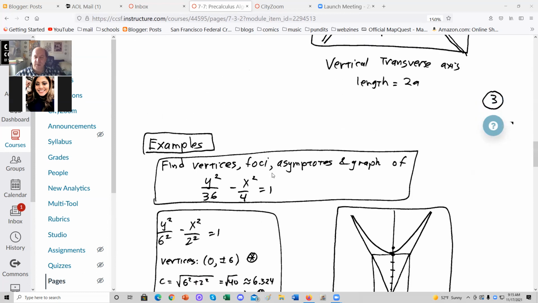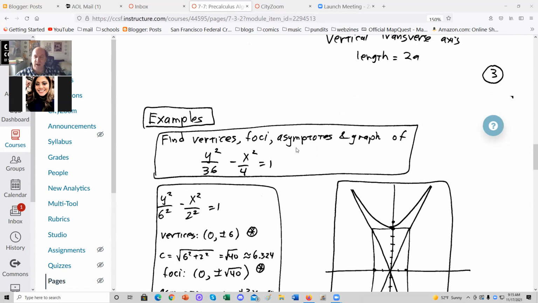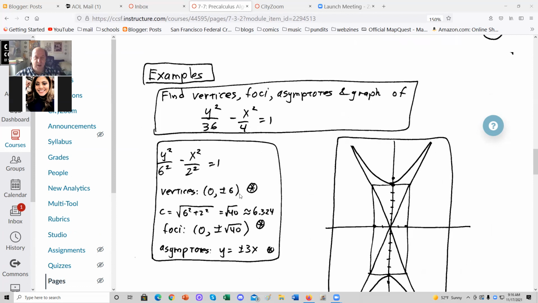So, for example, find vertices, foci, asymptotes, and graph of y squared over 36 minus x squared over 4 equals 1. Well, first we write the 36 and the 4 as respectively 6 squared and 2 squared. The y is in front, so the vertices are on the y-axis. They're at 0 and plus or minus 6. We go up and down 6, we go back and forth 2. Draw this box, draw these diagonals. Those are the asymptotes. And the graph is like this and this.